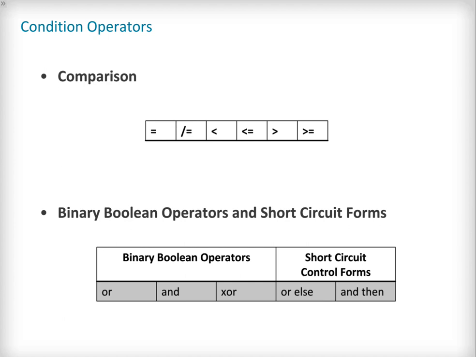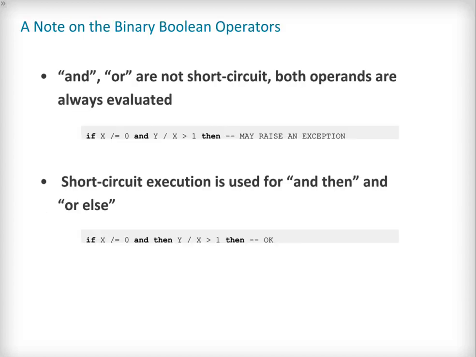On the side of Boolean operators, you will find the usual AND, OR and XOR operators, as well as two specific ones, which are AND THEN and OR ELSE, which are shortcut operators. Which brings us to an important caveat. In Ada, the AND and the OR operators are not short circuit, which is highly counterintuitive if you're coming from other languages. That means that both operands will always be evaluated before returning the result.